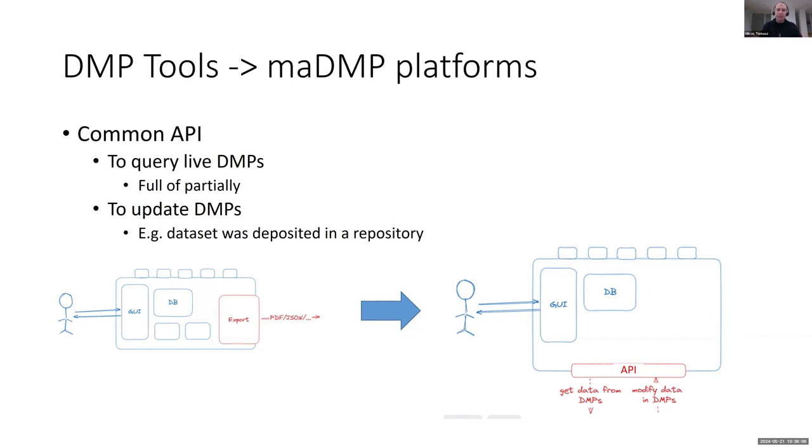But if we want to make this happen, we have to save costs, because all the DMP tool providers have problems finding developers and funding the development. So if we could build integrations between the systems once only, for example integrating a DMP tool with the Invenio repository, all of the tool providers could benefit from that. And the way to benefit from that is to have a common way of accessing information in maDMPs and having such an API.